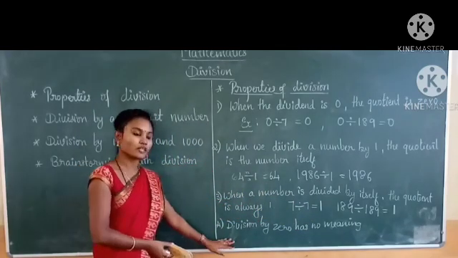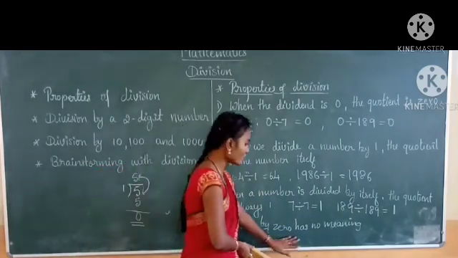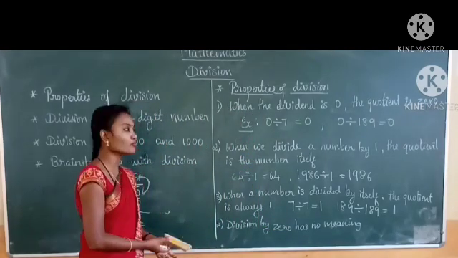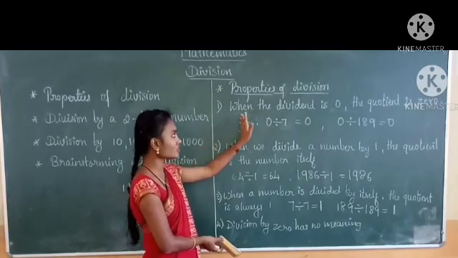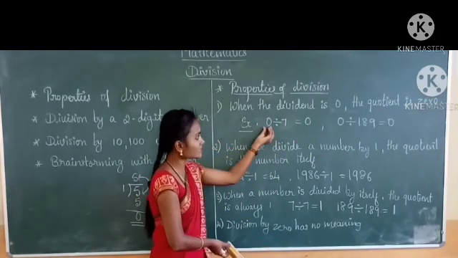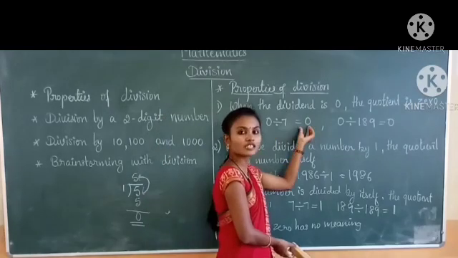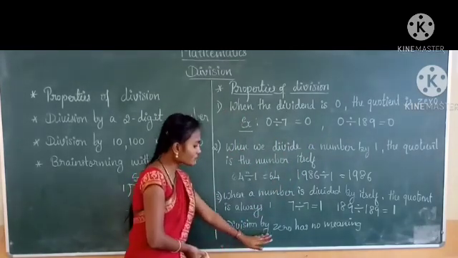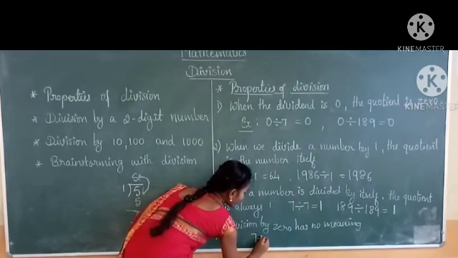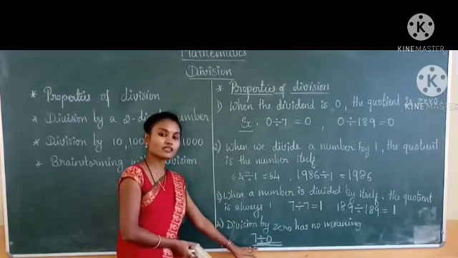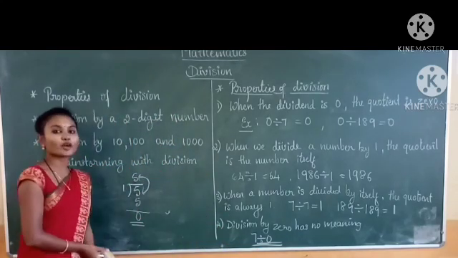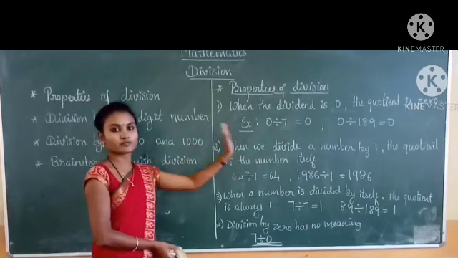Next, fourth property is division by 0 has no meaning. Here we have learnt when the dividend is 0, the quotient is 0. But division by 0 has no meaning. That means 7 divided by 0 has no meaning. These are the four properties of division.